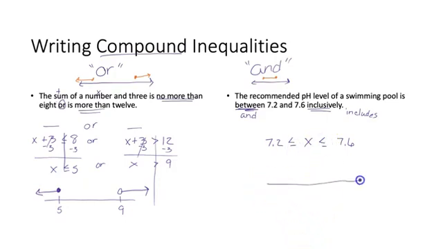And I could graph that. If I had 7.2 here and 7.6, so that would be, like 7.3, 7.4, 7.5, and then this over here would be 7.6. Those are both equal to, so they are closed. And my pH level could fall anywhere in between those numbers and still be okay. So that is writing a compound inequality given words, or applying that to our real life situations, and then we can solve those and we can graph them.